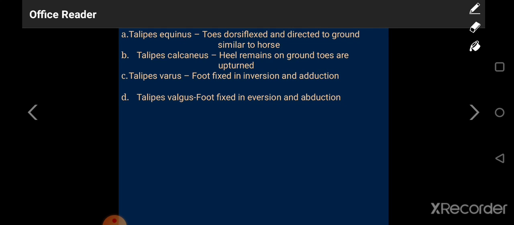This is talipes equinus. Toes are dorsiflexed and directed to the ground, similar to a horse. When a horse moves, in just a similar way the patient suffering from talipes equinus moves on the toes. Talipes calcaneus is when the heel remains on the ground and the toes are turned upward. Talipes varus is when the foot is fixed in inversion and adduction. Talipes valgus is when the foot is fixed in eversion and abduction.